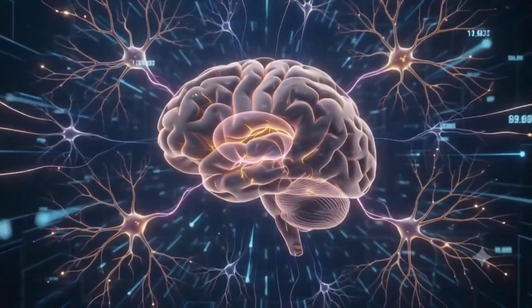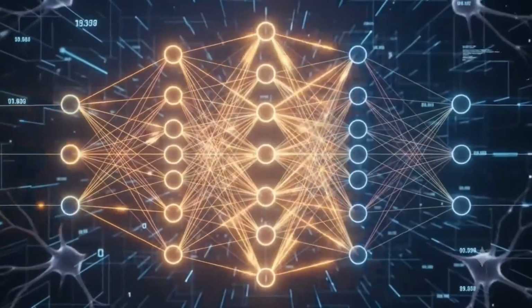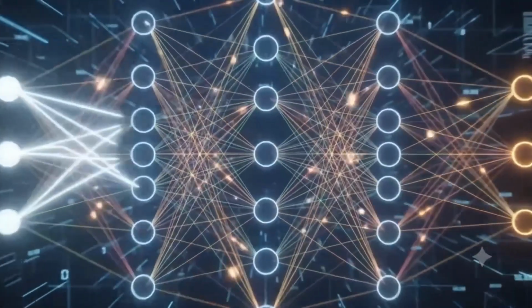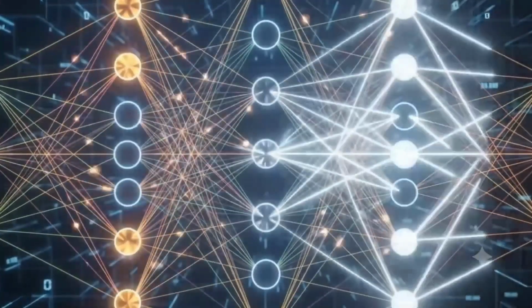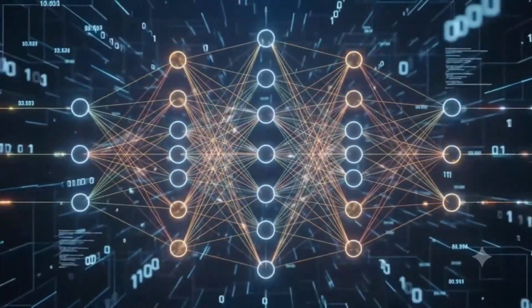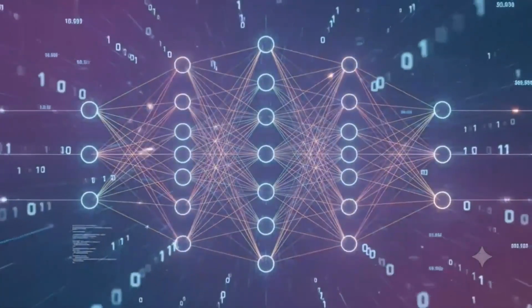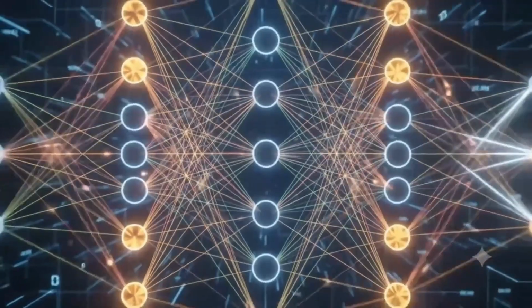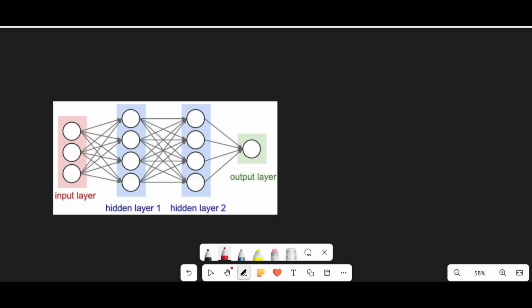In this video, I'll explain what an artificial neural network is, why it was created, and how it works in the easiest way possible. Even if you have never studied AI before, don't worry. By the end of the video, you will clearly understand the basic idea of ANN. So now the question is, why was ANN created?